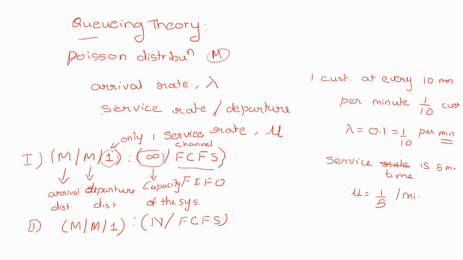For both, all the notations are the same: the arrival rate will always be denoted by lambda, and the service rate will always be denoted by mu. So we'll see how the things are processed.